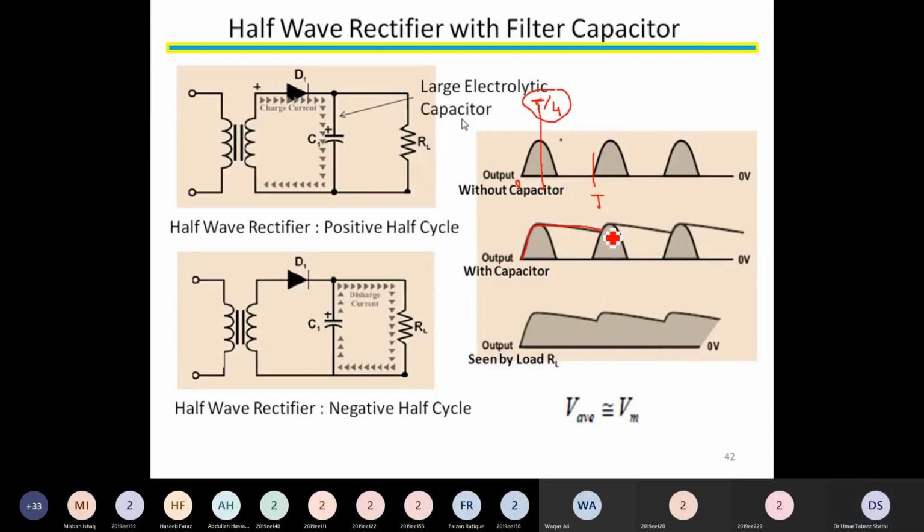Then beyond time T, that is T plus delta T, let us take this time T1. From time T to T1, the capacitor will keep on discharging because input voltage is small, capacitor voltage is larger, and the diode is reverse biased. Therefore, the diode will not conduct and the current in RL will be supplied from capacitor C1.